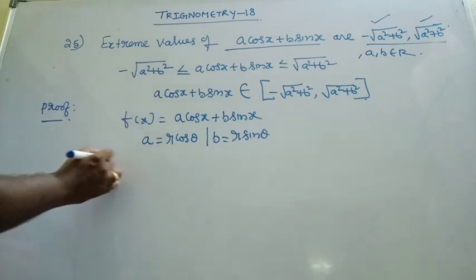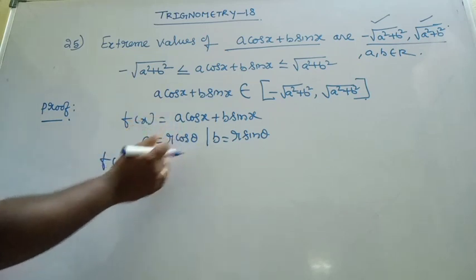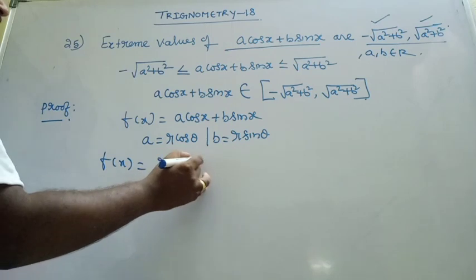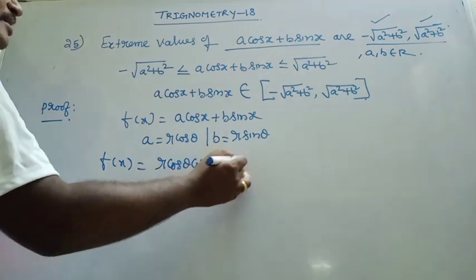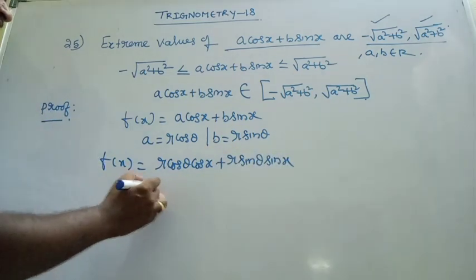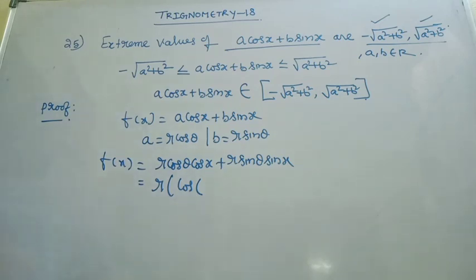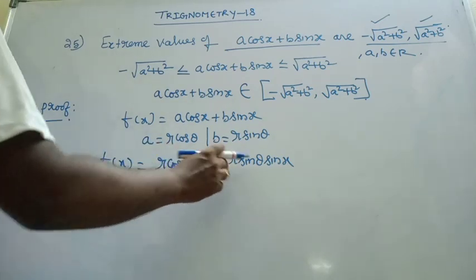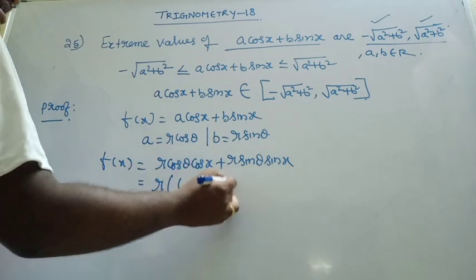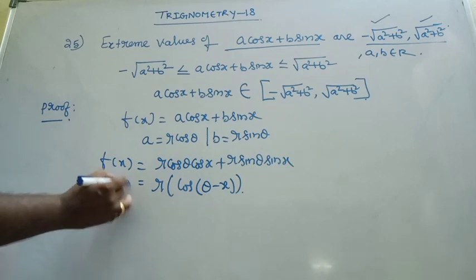Why are we writing f of x now? Because a can be written as r cos theta. This is r cos theta into cos x, plus b is r sin theta into sin x. We can take r common and this becomes cos a cos b plus sin a sin b, which is cos a minus b, so cos of theta minus x. Now f of x equals r cos of theta minus x. We have got it like this.